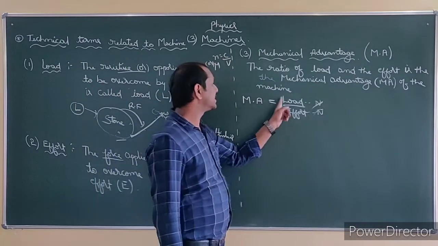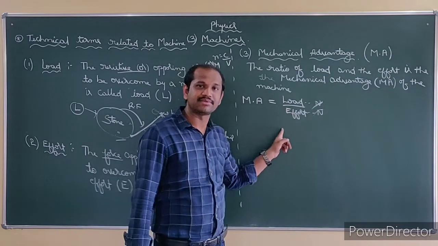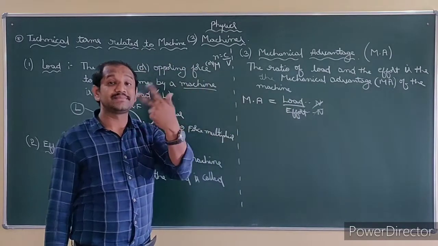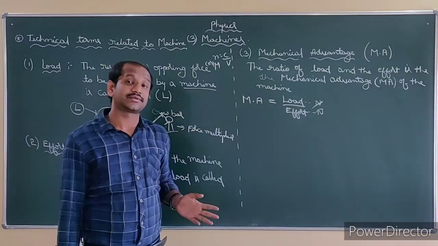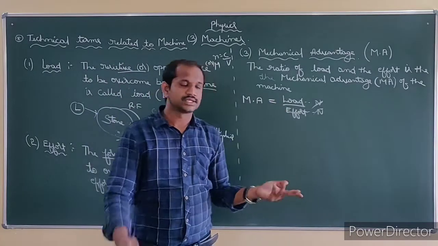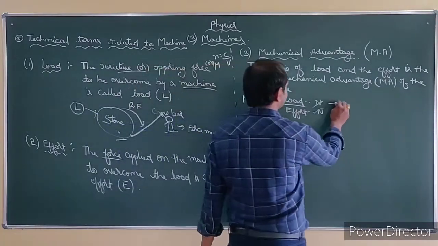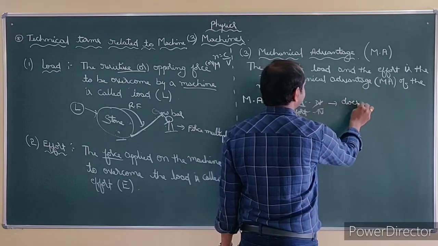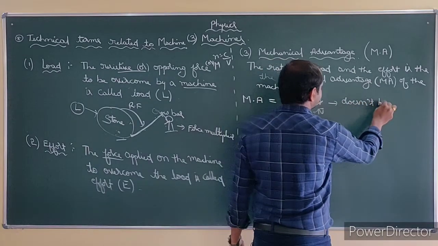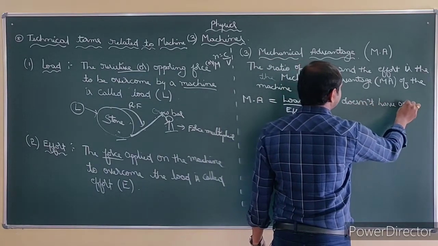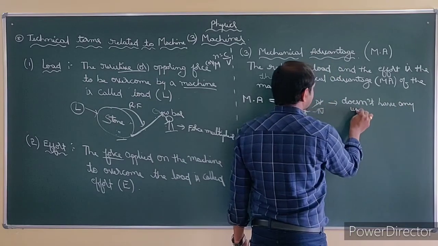In the same way, mechanical advantage is a ratio of two similar quantities. What is the similar quantity? Here it is force. So mechanical advantage doesn't have any unit. It does not have any unit. It is a very important question they can ask.